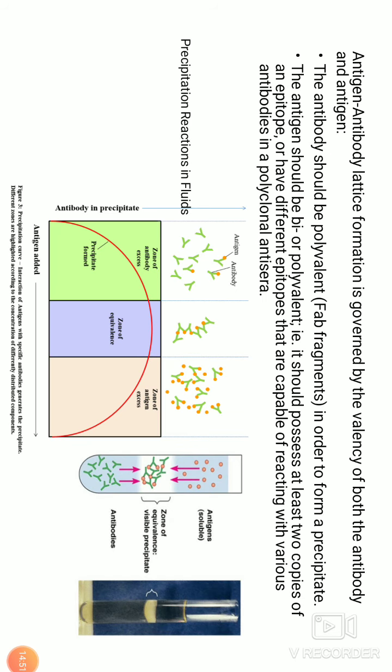precipitin line. The antigen-antibody lattice formation is governed by the valency of both antibody and antigen. The antibody should be polyvalent in order to form a precipitate. The antigen should be bivalent or polyvalent, that is, should have at least two copies of the epitope or have different epitopes that are capable of reacting with various antibodies in a polyclonal antisera.